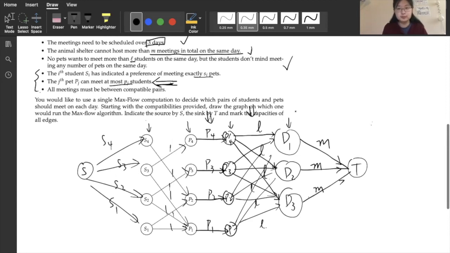Meetings scheduled over 3 days, check. We did this with our D1, D2, and D3. The animal shelter cannot host more than M meetings. We have these M, okay. L, we've taken care of. And the last 3 we've taken care of by inheriting what we had from the previous question, but also doing this copy and pasting action where we essentially add 1 more constraint on the P. So this is maybe a theme that when you want to have some constraint on a node, you only have a grasp on what goes into it and what comes out of it. If I want to have more constraints, what I can do is just make copies of that same thing and link it to itself. All right, awesome.